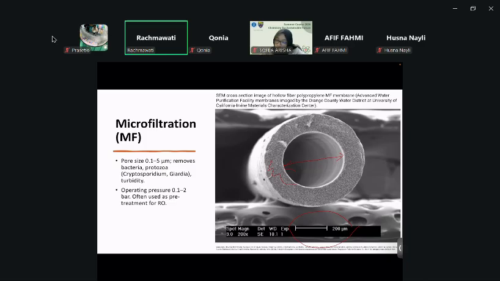It is often used as a pre-treatment for reverse osmosis in such a way that, for example, you want to have a not-so-heavy reverse osmosis process, then you do a pre-treatment using microfiltration. So you are coupling different types of filtration in the system. And then it can be submerged, in membrane bioreactors, or it can also be pressure driven.